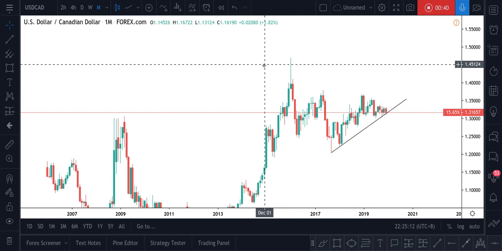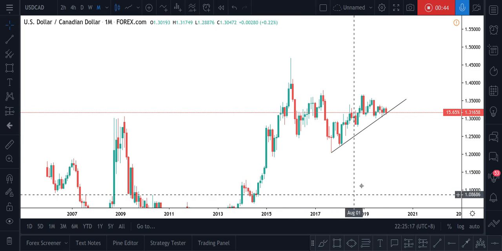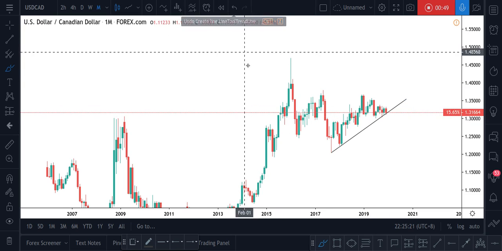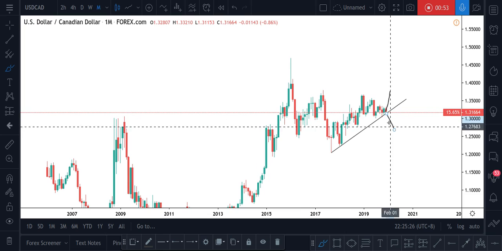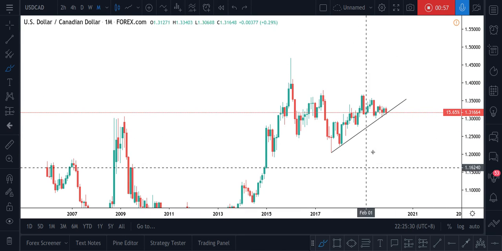Because the month is still a long month ahead, we could get a break of this trend line, and we could also get a push to the upside. So with this kind of pair, we need to keep in mind that it could go both ways. This is why we need to go down to the lower time frame in order to see what is actually happening.